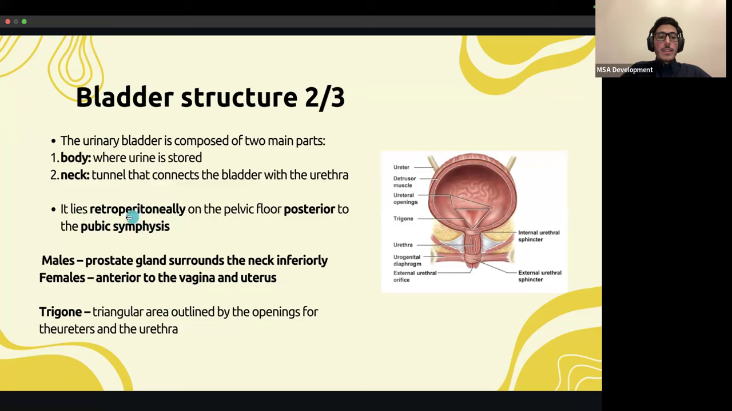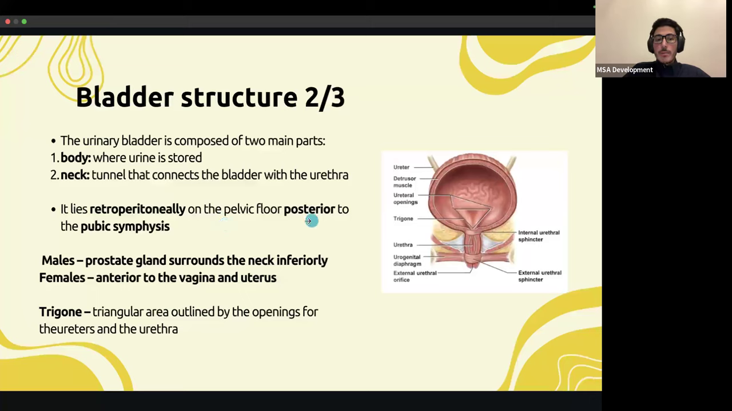It lies mainly retroperitoneally on the pelvic floor, posterior to the pubic symphysis. This is common between males and females. If you don't know what retroperitoneal means, you're going to take it next semester, inshallah. Briefly, you have the peritoneum, which is a space inside the abdomen, and the structures behind it are called retroperitoneal. Just keep that in mind for now; next block, inshallah, you'll learn more about this idea.